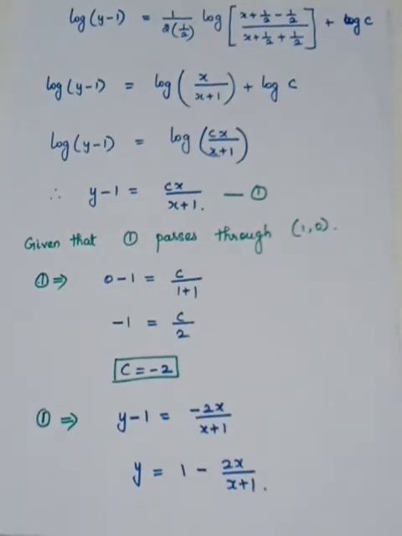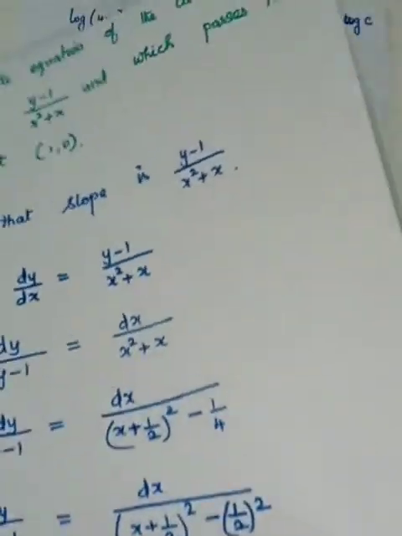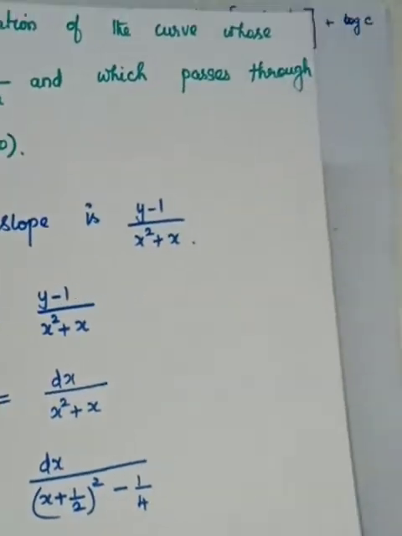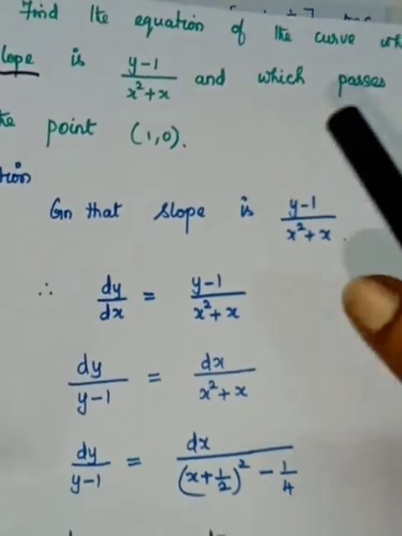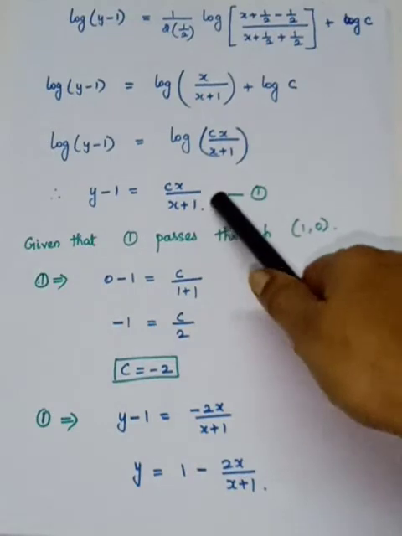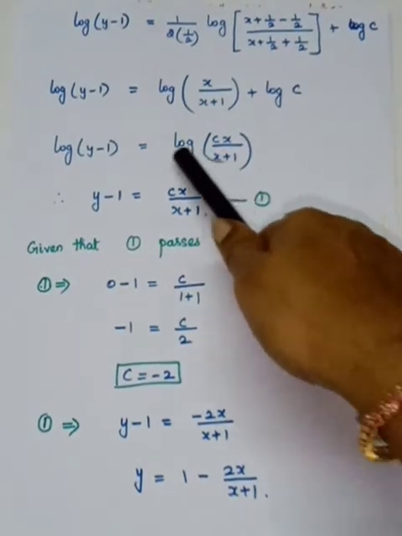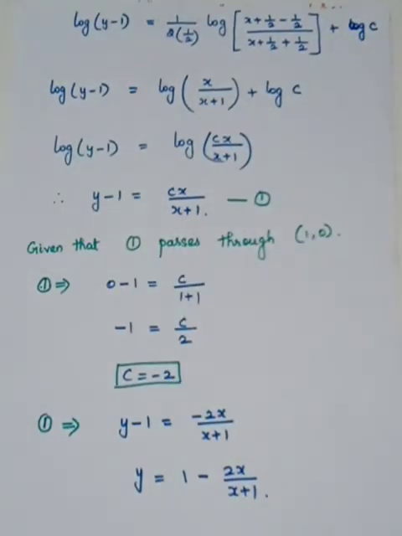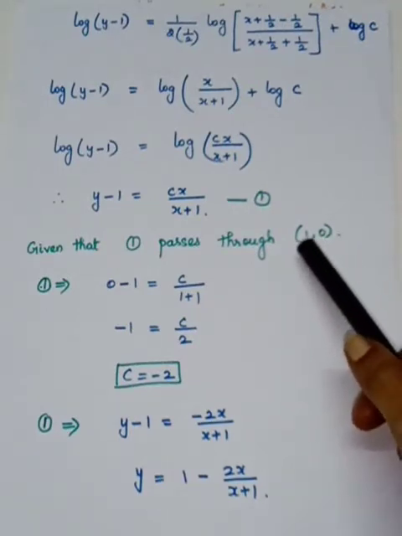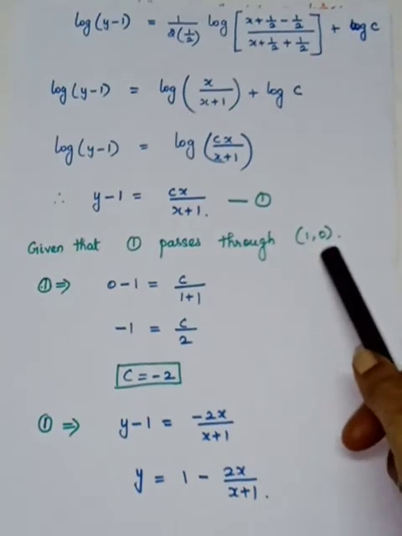In the problem it is given that, you see, find the equation of the curve whose slope is y minus 1 divided by x squared plus x and which passes through the point 1 comma 0. So here we have found the equation of the curve. We have written the expression in terms of x and y, that is the equation of the curve. So the curve passes through 1 comma 0. 1 comma 0 means x is 1 and y is 0.